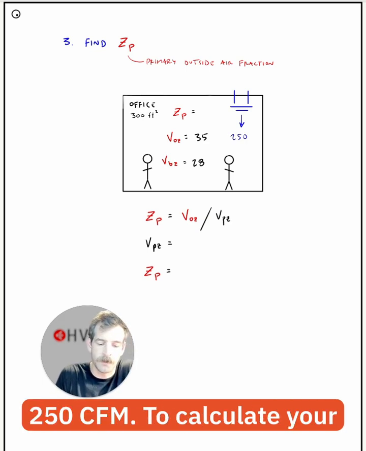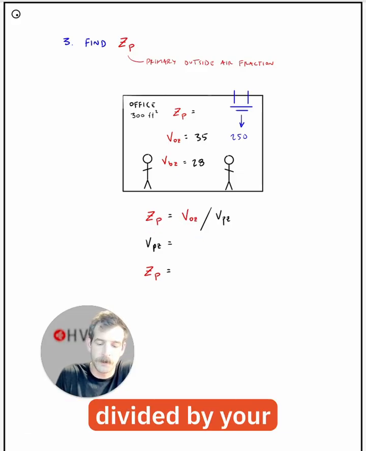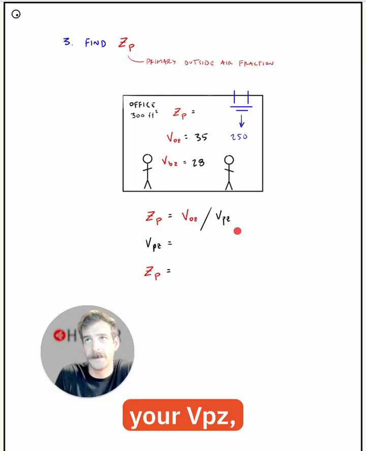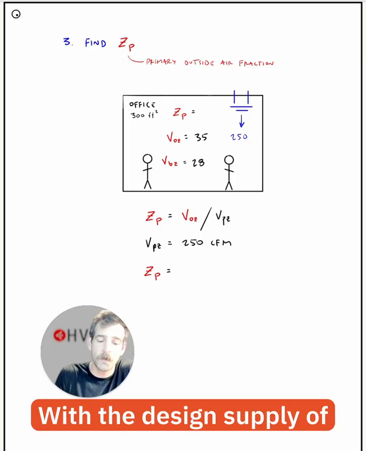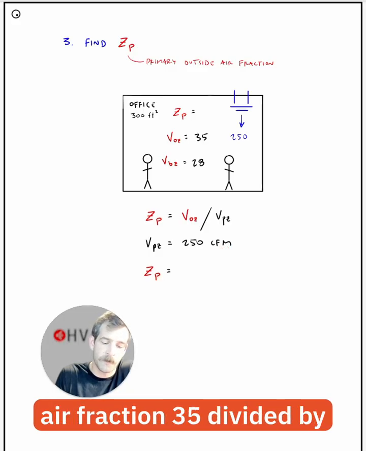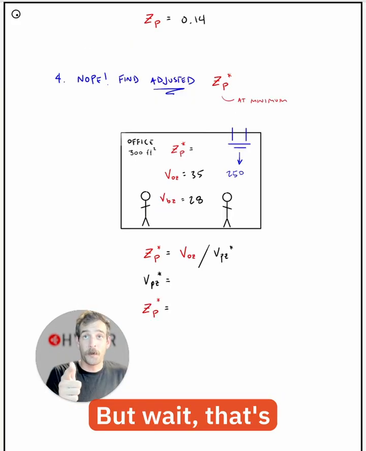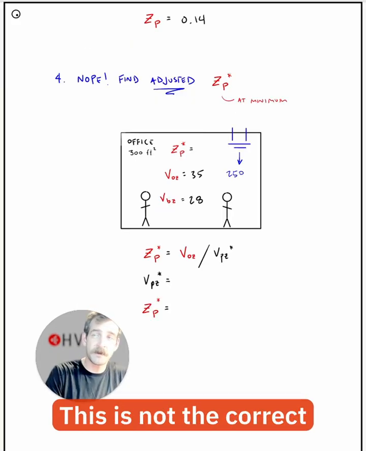To calculate your outdoor air fraction, ZP, it is your VOZ, the ventilation to the zone, divided by your total supply air, your VPZ, which is the supply air. With a design supply of 250 CFM to the zone, that makes our outdoor air fraction 35 divided by 250 equals 0.14. But wait, that's not good enough. This is not the correct outdoor air fraction.